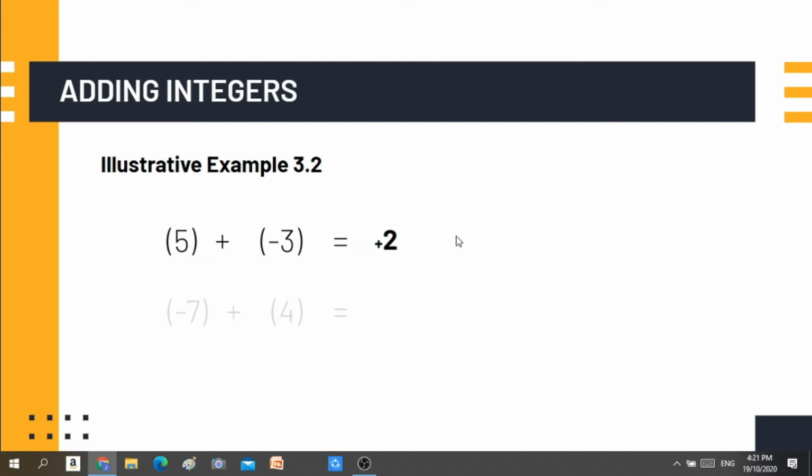Negative 7 plus 4. Since magkaiba, isa ay negative, isa ay positive. Pag pinag-plus natin yan, 7 minus 4. And the answer is 3. Now, ano mas malaki? 7 or 4? So, 7. So, meaning to say, we'll copy negative sign. So, we have negative 3.